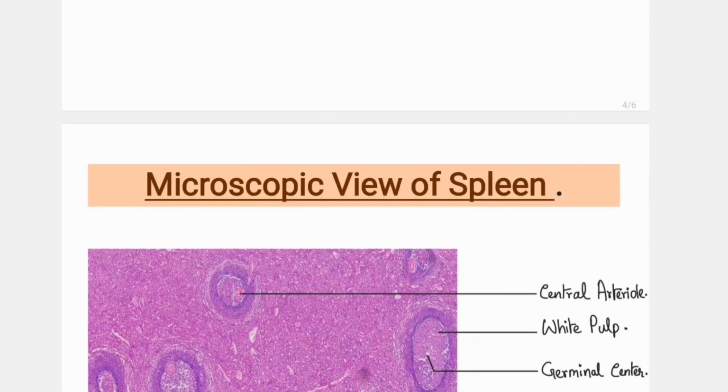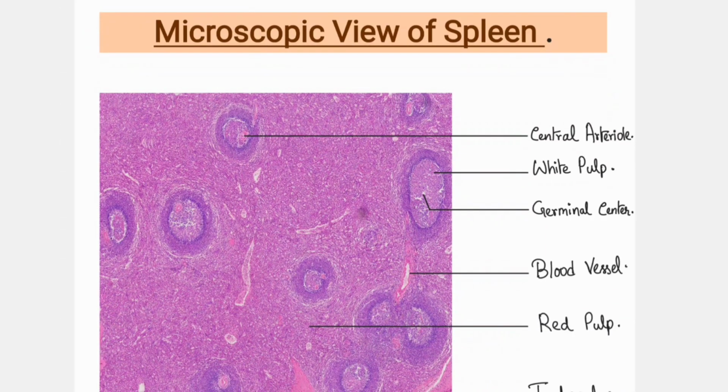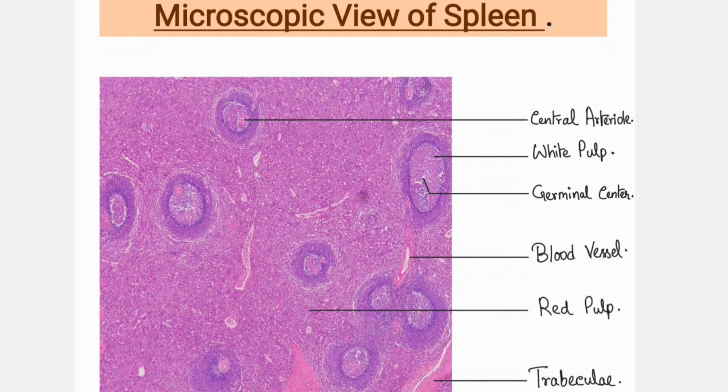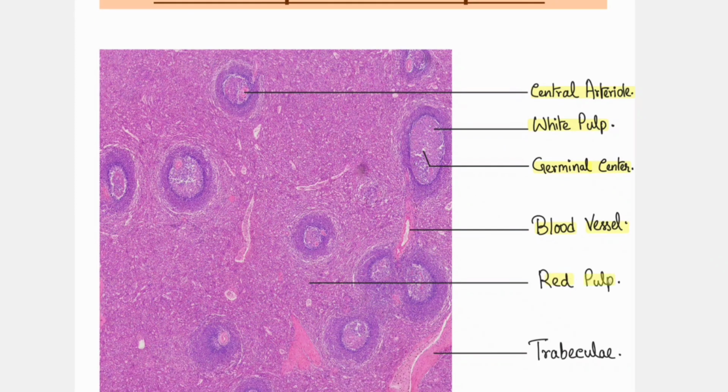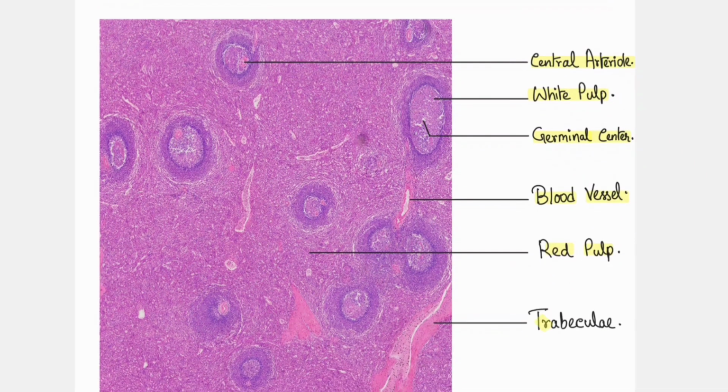Now we are moving towards the microscopic view of the spleen. Here we can see an eccentric central arteriole. The position of the central arteriole is eccentric. After that, this is the white pulp, and this is the germinal center. Next is the blood vessel. This is a small blood vessel, which can be seen here. After that, the red pulp, and this is the trabeculae that is present in the spleen.